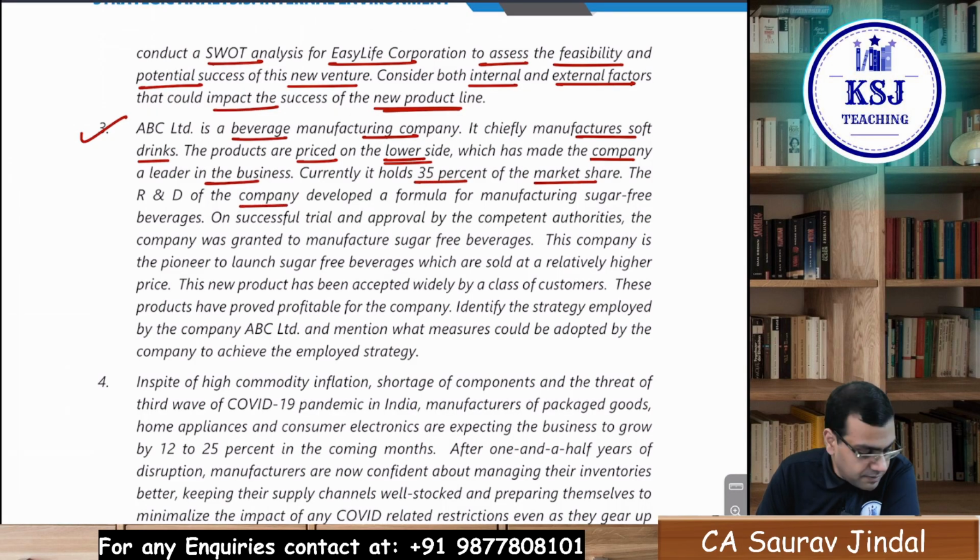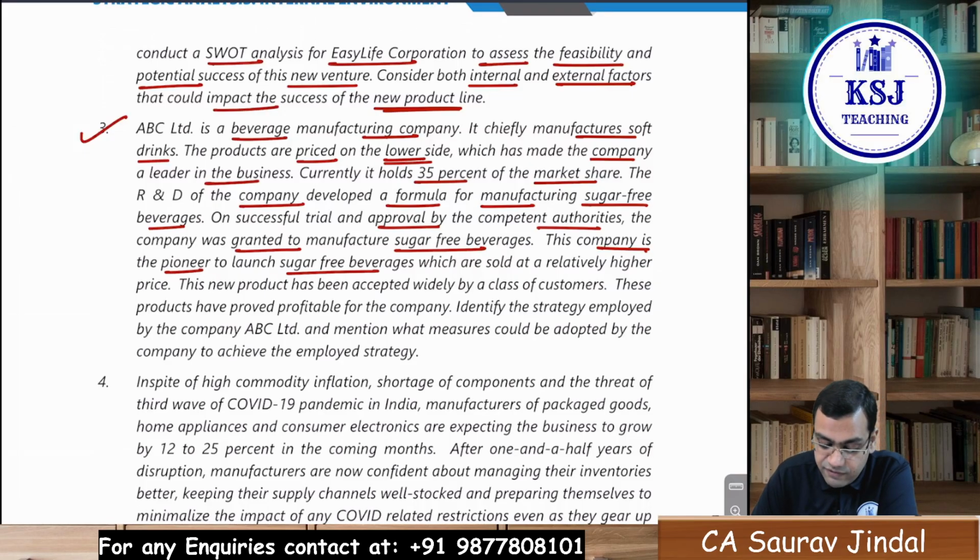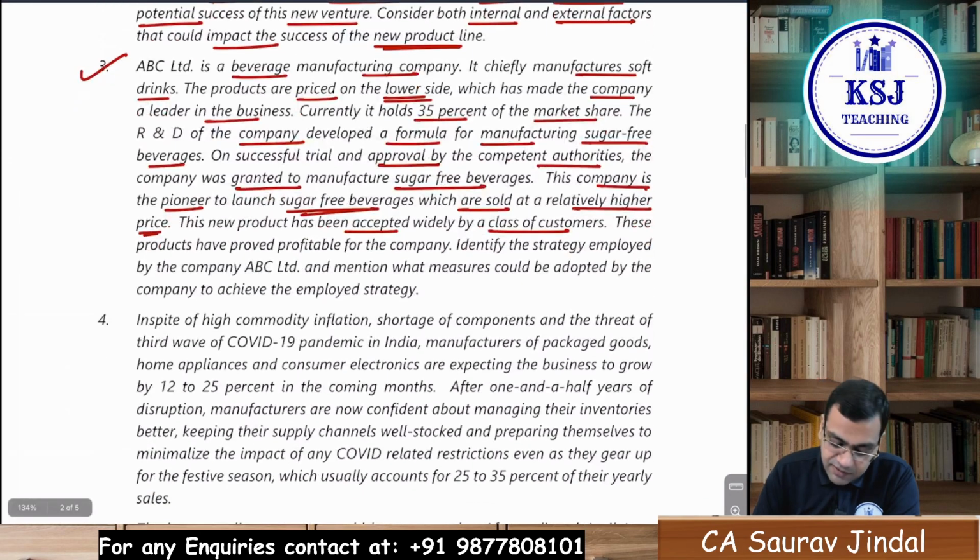The R&D of the company developed a formula for manufacturing sugar-free beverages. On the successful trial and approval by the competent authorities, the company is granted permission to manufacture the sugar-free beverages. This company is a pioneer in launching sugar-free beverages. That means no other company is having sugar-free beverages as of now. So this company is getting that advantage that they are the first ones to launch it, which are sold at a relatively higher price. This new product has been accepted widely by a class of customers. These products have proved profitable for the company.